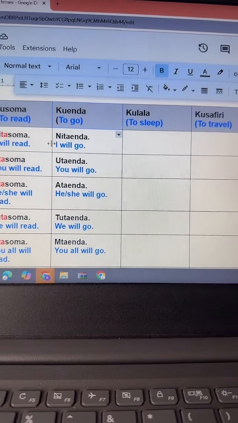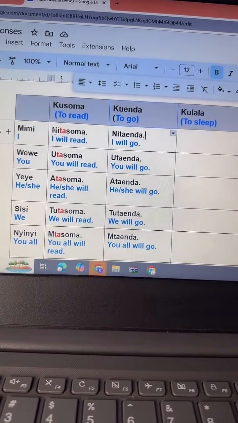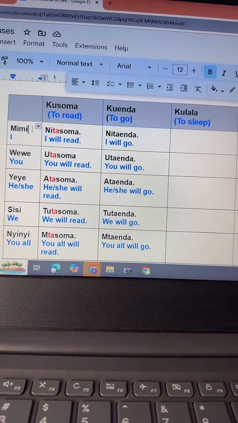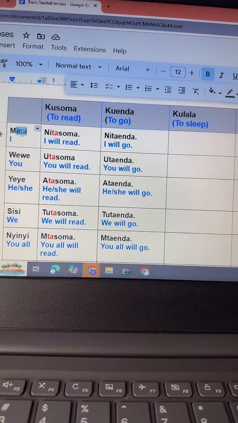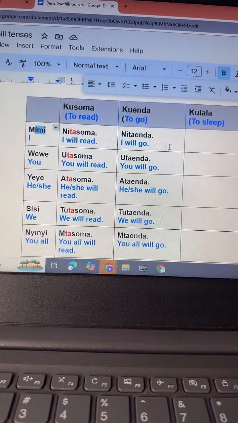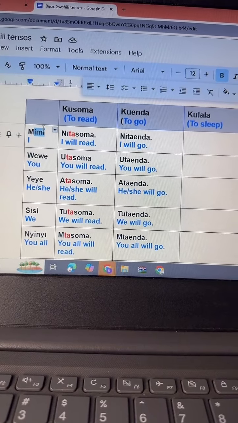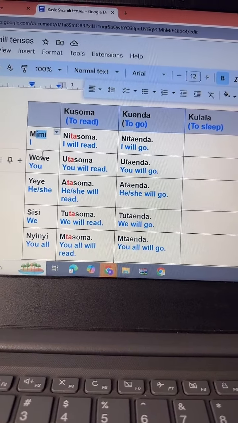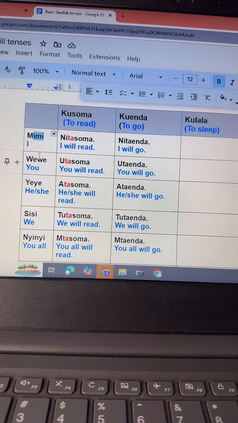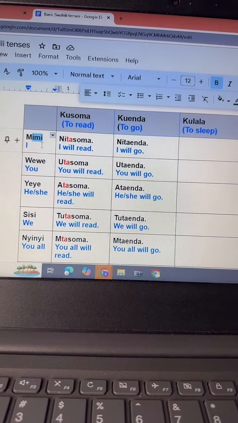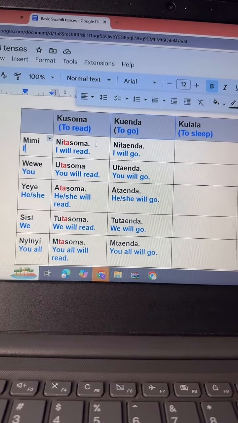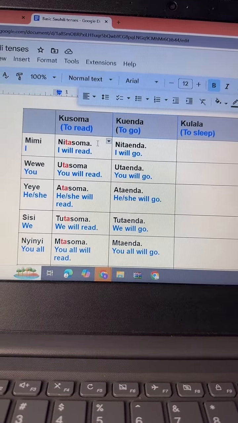Okay? So again, I will emphasize here. You can either say nitasoma or nitaenda without using this mimi, because we said these personal pronouns have their prefixes represented in these sentences. So you can either choose to omit these personal pronouns or you can use them. And if you use them twice, it means you are emphasizing your sentence. So mimi nitasoma is just emphasizing that I will read. You can just say nitasoma and it will make sense. I will read.